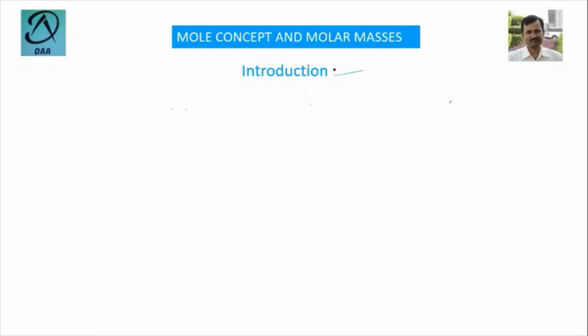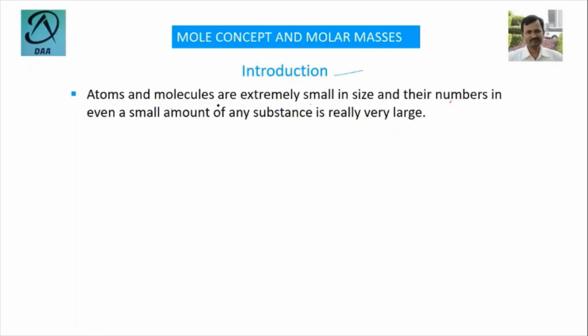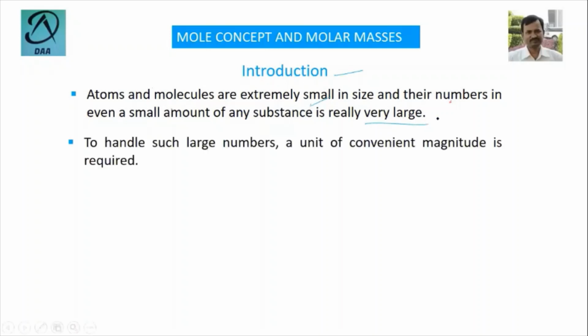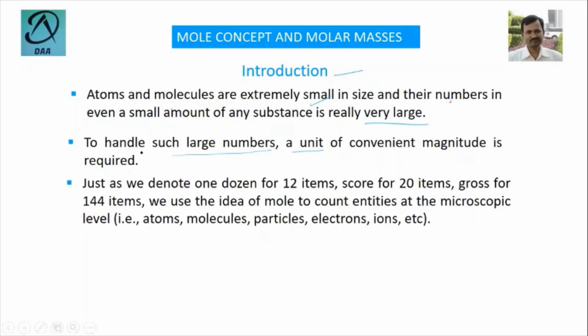First, introduction. Atoms and molecules are extremely small in size and their numbers in even a small amount of any substance is really very large. To handle such large numbers, a unit is required. Just as we denote 12 items as 1 dozen, 20 items as a score, and for gross, this is the unit to mention 144 items.